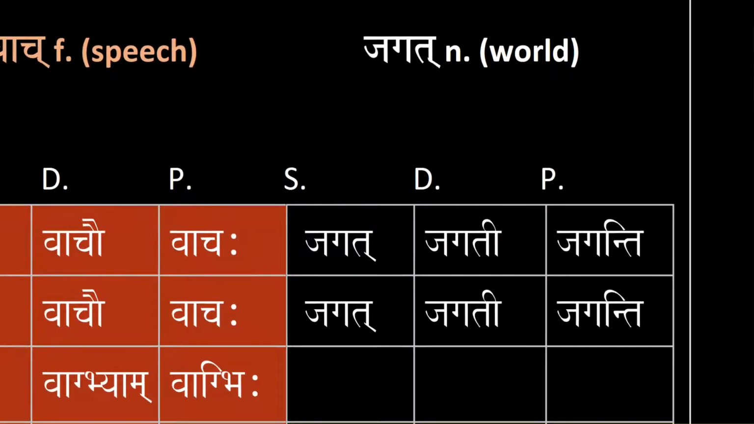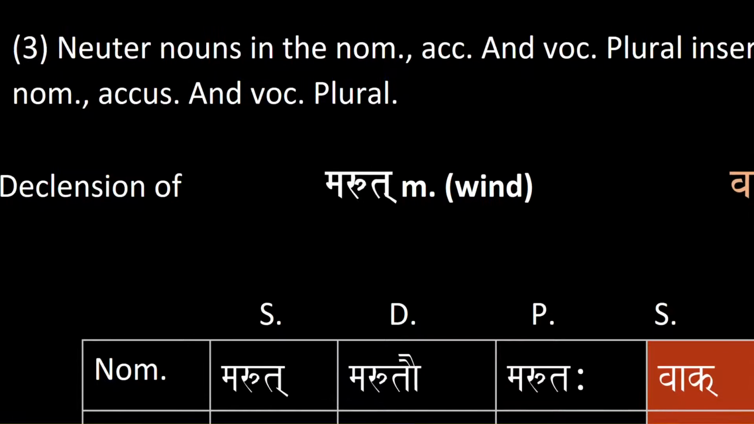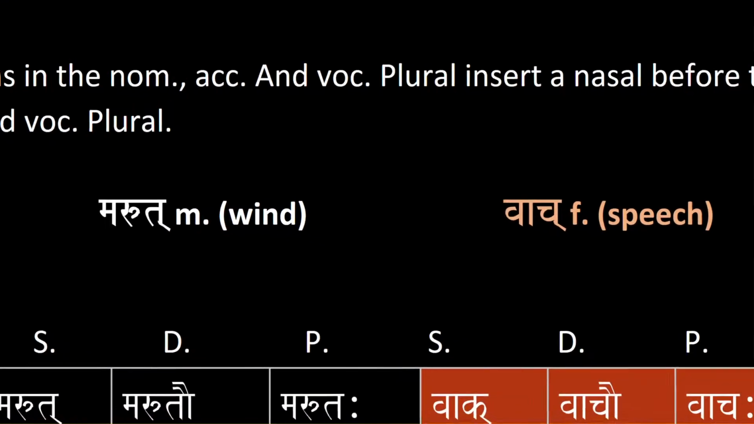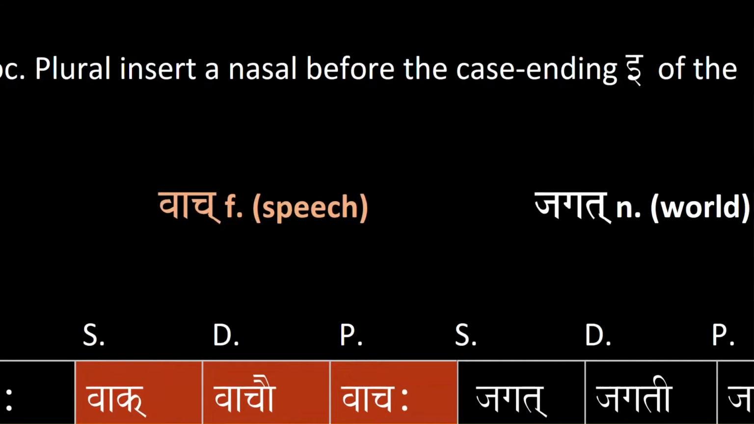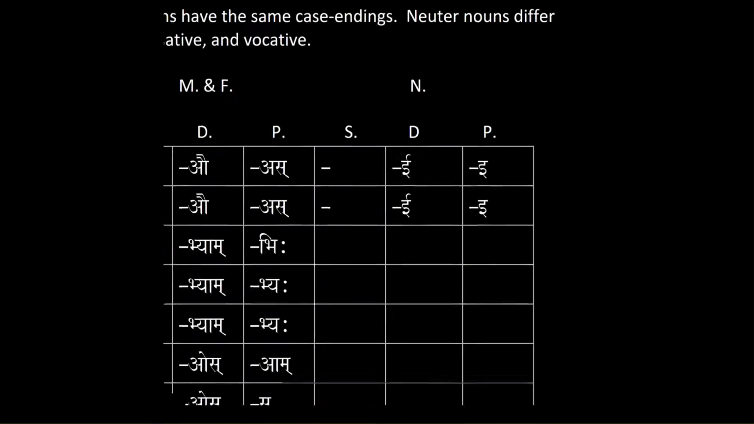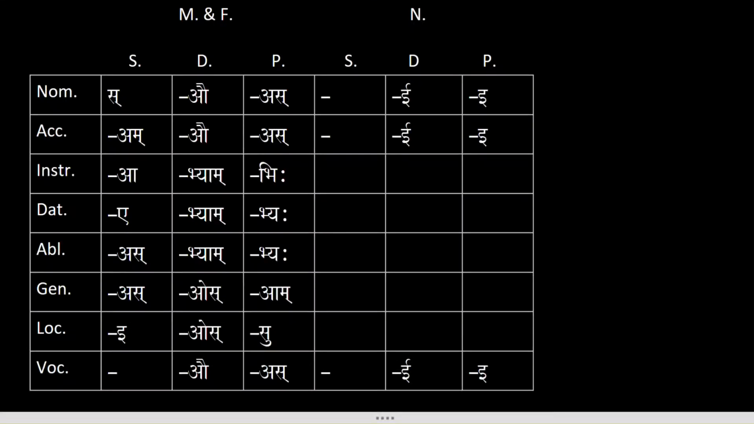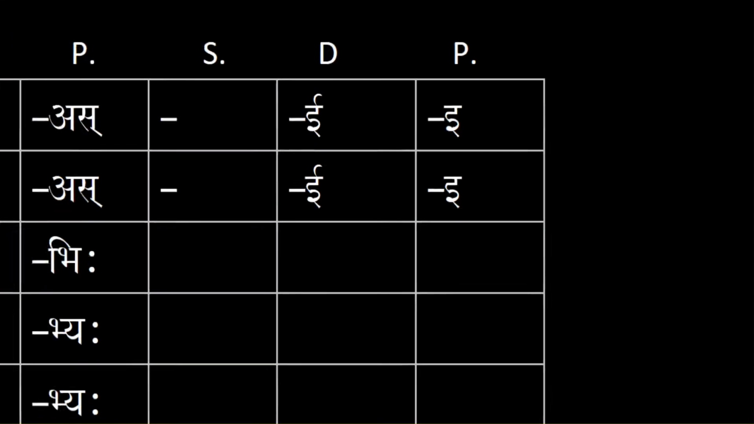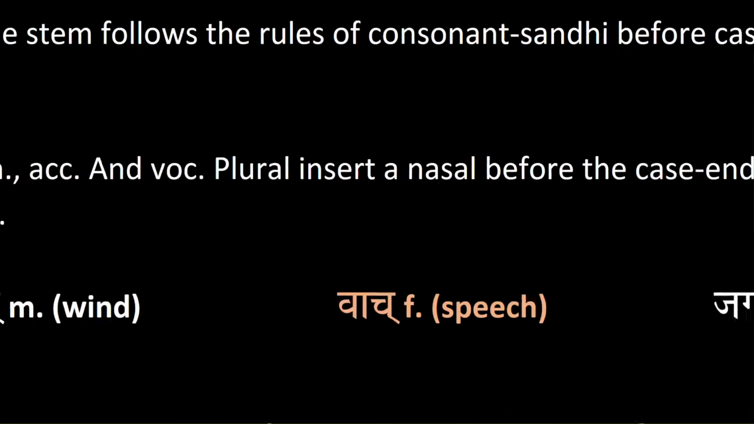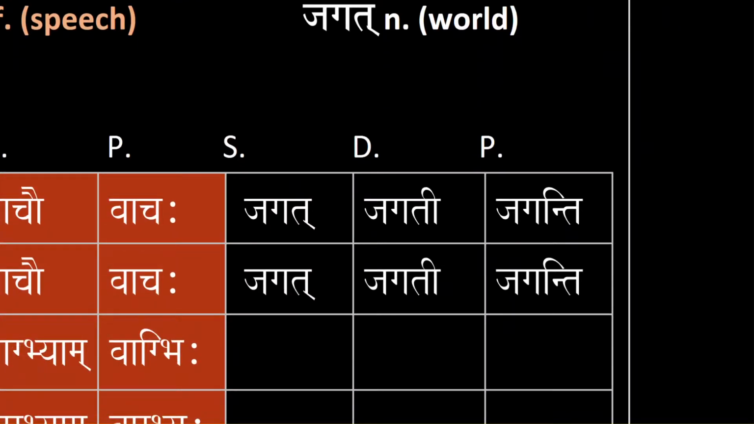For jagat, singular, dual, and plural, notice the third step: neuter nouns in the nominative, accusative, and vocative plural insert a nasal before the case ending i. Notice in the previous video for the neuter case endings, we learned that for the plural, the case ending is short i. But we have to add a nasal before it, which is exactly what we're seeing here. For nominative and accusative, we have jagat, jagati, and jaganti. The nasal that is being added is the na for the plural before the short i, jaganti.